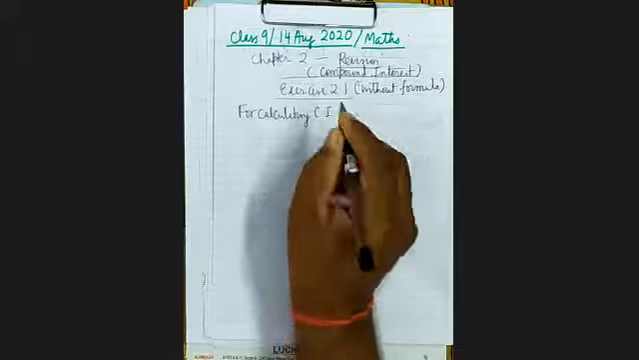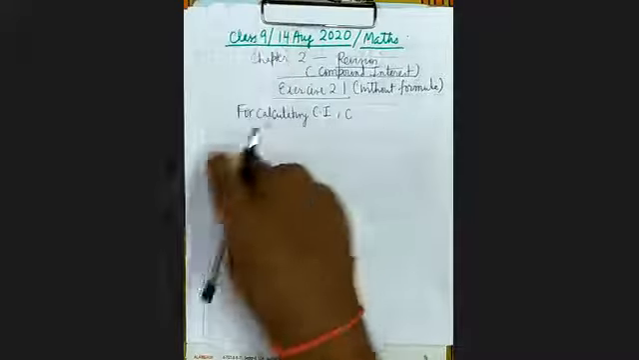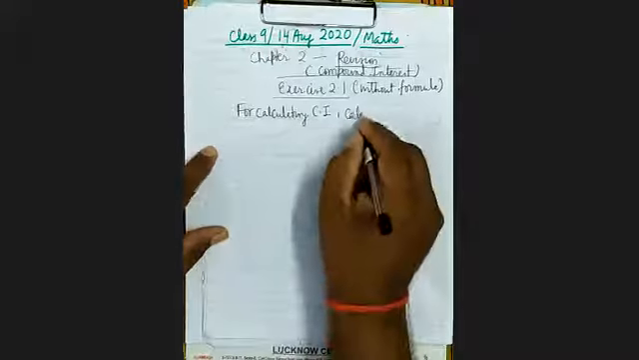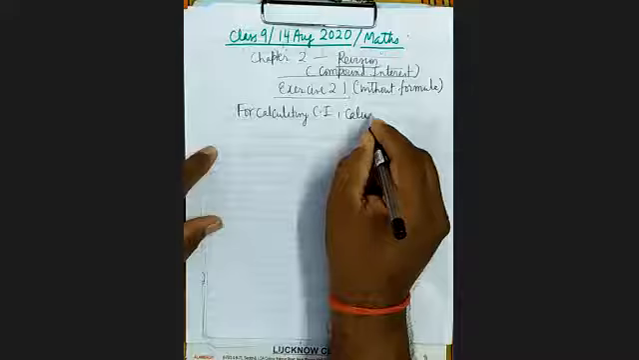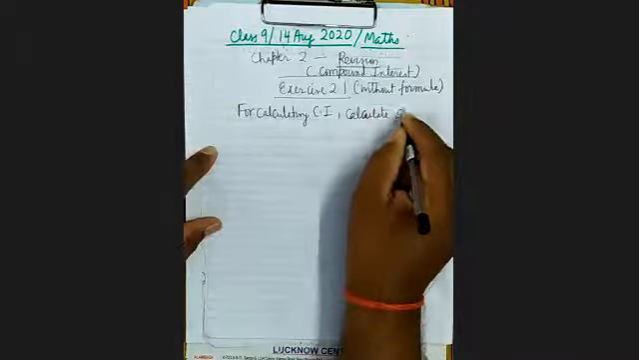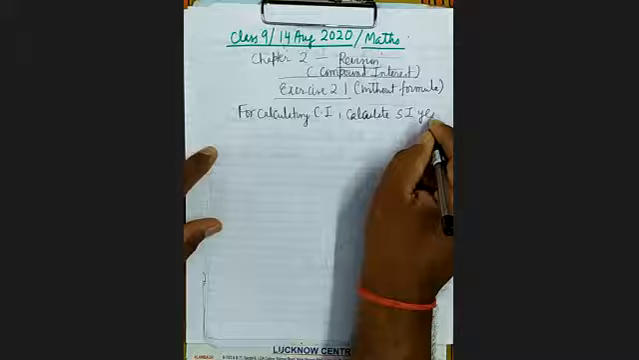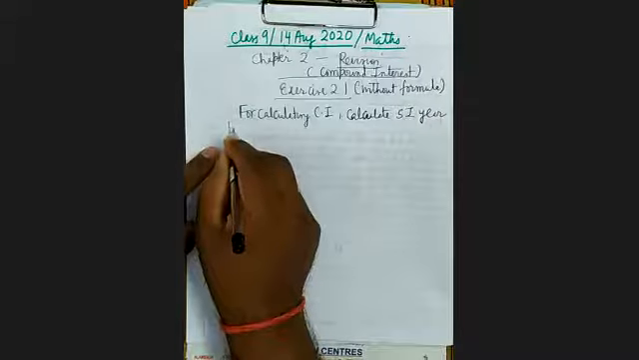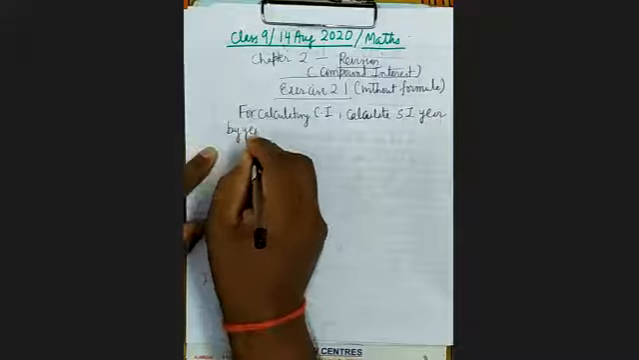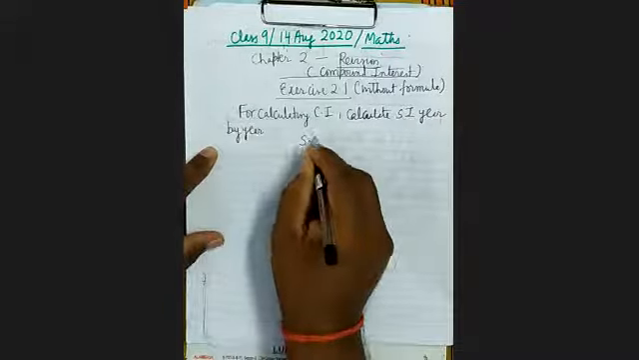For calculating CI, calculate SI year by year. Is that clear? What is the formula of SI?